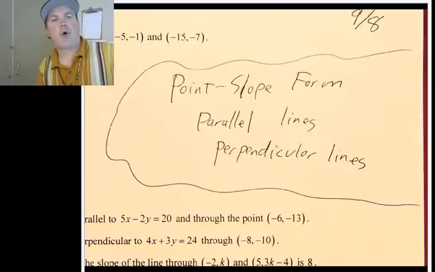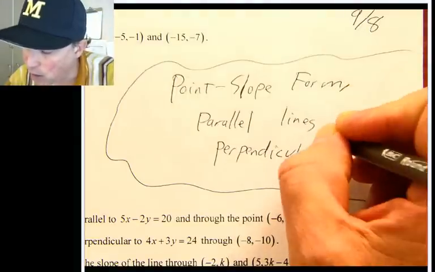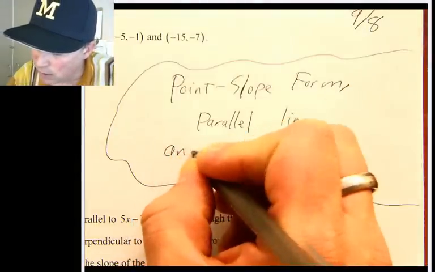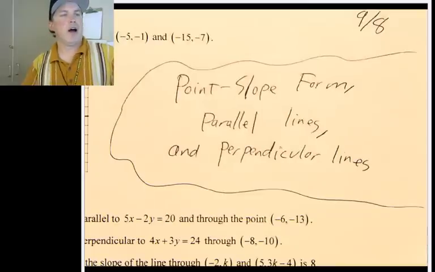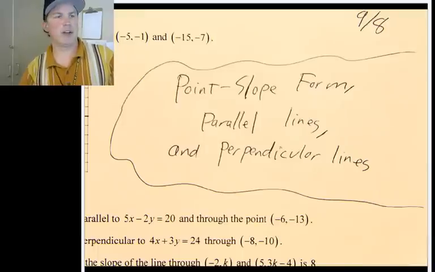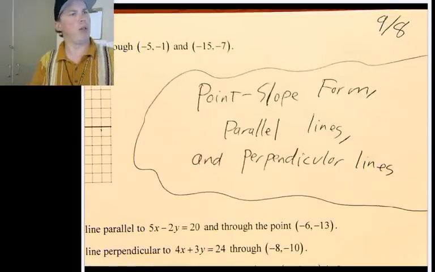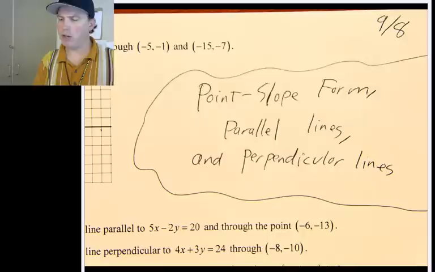Today's lesson is point-slope form, parallel lines, and perpendicular lines. Let me put on a comma here, and the word "and". And it should be noted that before you start this lesson, you're going to want to print out a worksheet. This worksheet will either be directly below the video link or two below the video link.